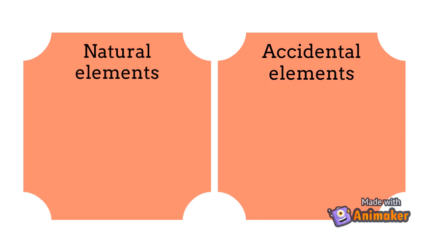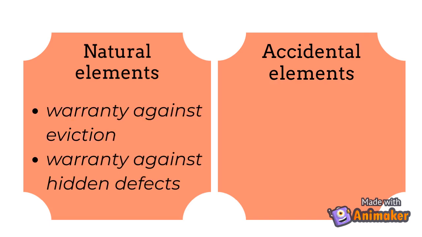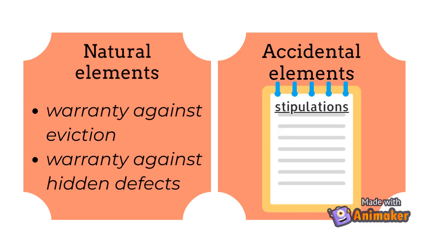Natural elements are those which are deemed to exist in certain contracts in the absence of any contrary stipulation, like warranty against eviction or warranty against hidden defects. Accidental elements are those which may be present or absent depending on the stipulations of the parties, like conditions, interest, penalty, time or place of payment, and more.